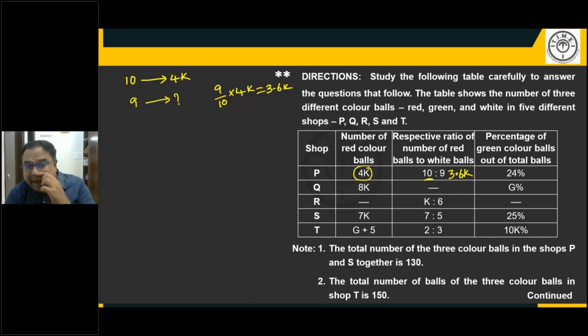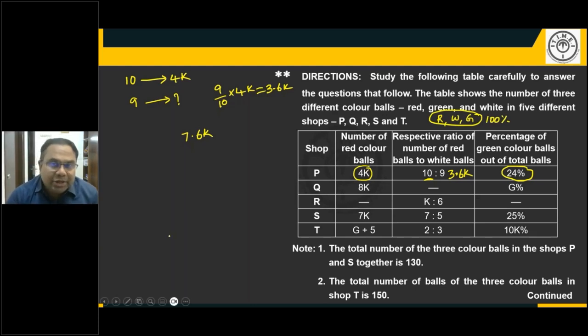Now 4K plus 3.6K is 7.6K. What is this 7.6K? It is nothing but 76%, because green color balls are 24%. I have only 3 color balls, red, white, green. When I add these 3 put together, the total must be 100%, friends. Yes, students, total must be 100%. If green balls are 24%, my red and white should be 100 minus 24. They have to be 76%.